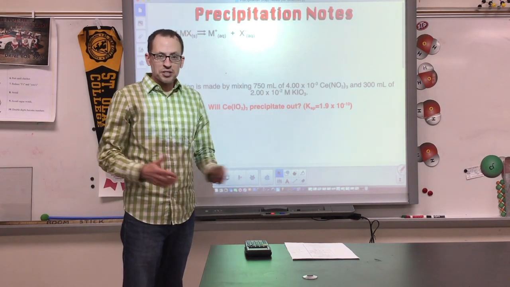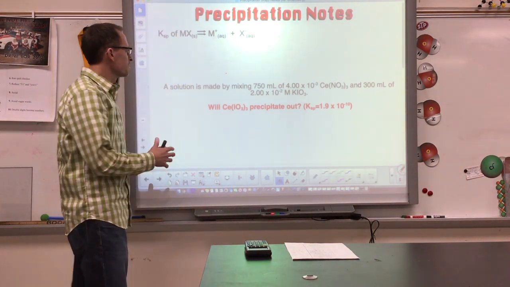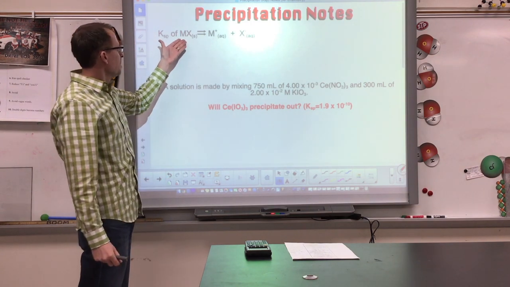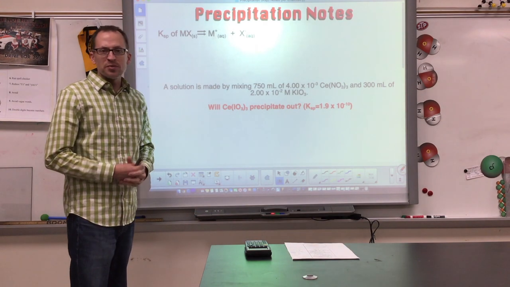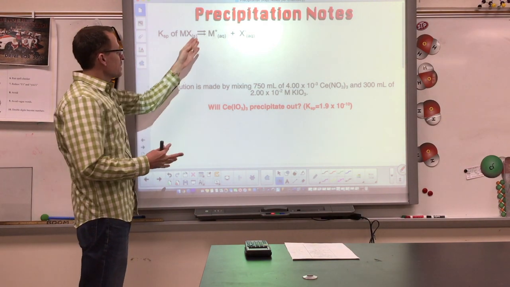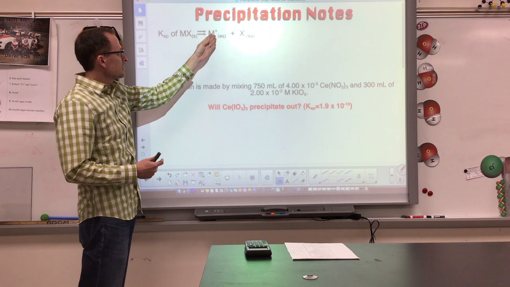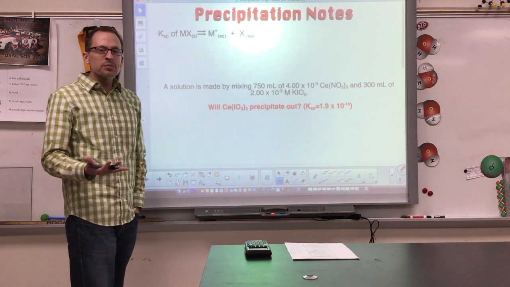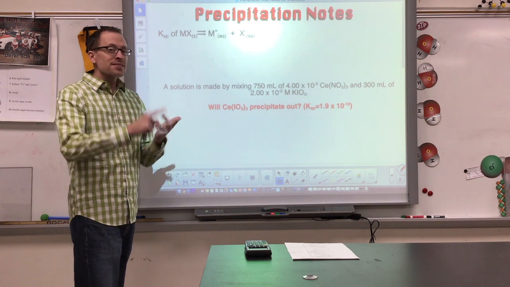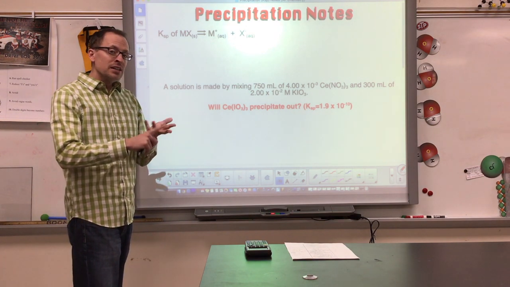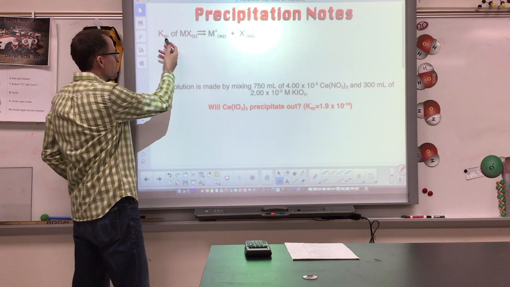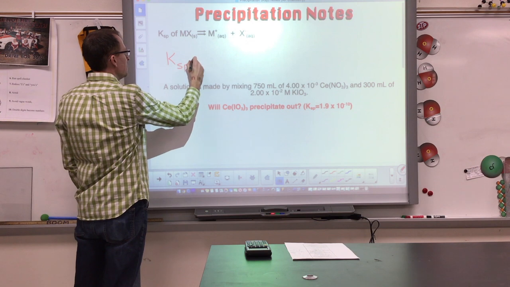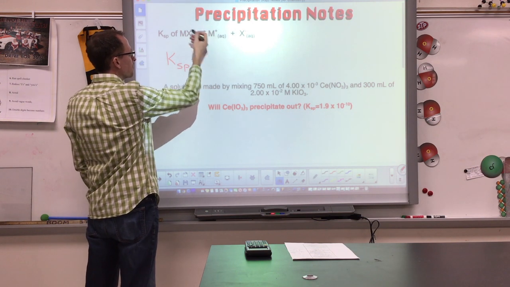About some precipitation notes. Let's do a quick review of what Ksp is. I have an equation here, MX, which is a solid, so I'm assuming it's a salt, and it dissociates into M plus and X minus. We know with equilibrium constants that we can only have gases and aqueous solutions in our equilibrium expression. So Ksp, which means solubility product, would simply be products over reactants.